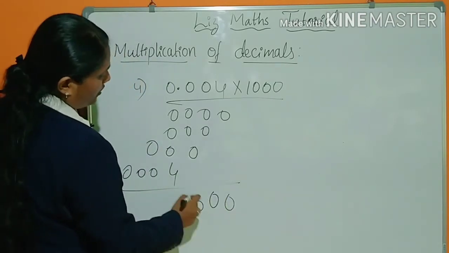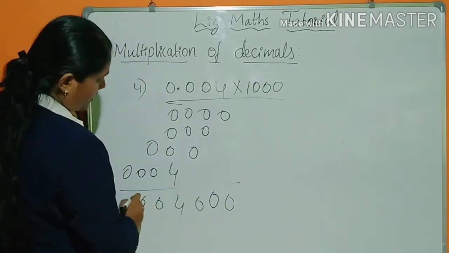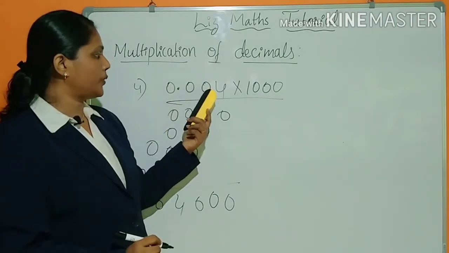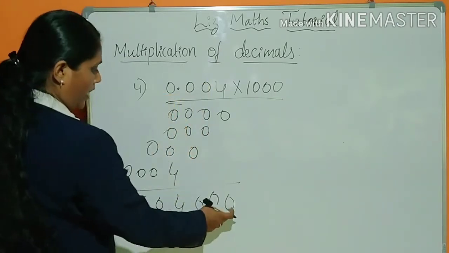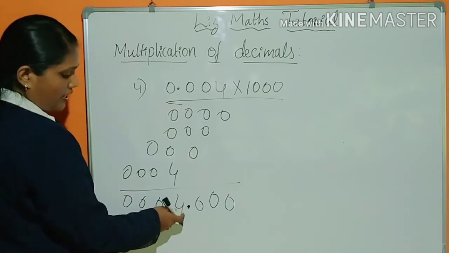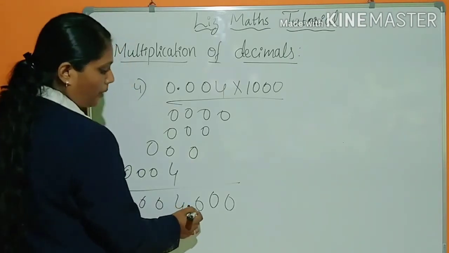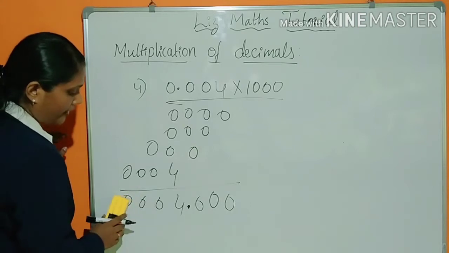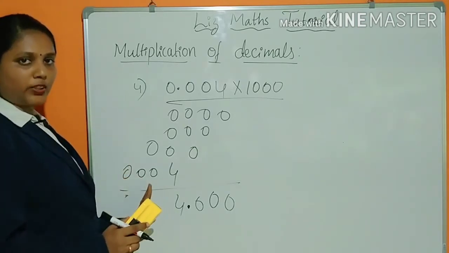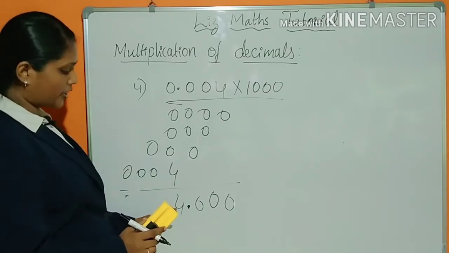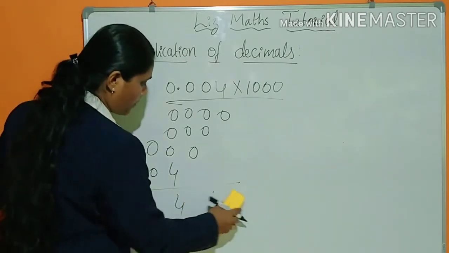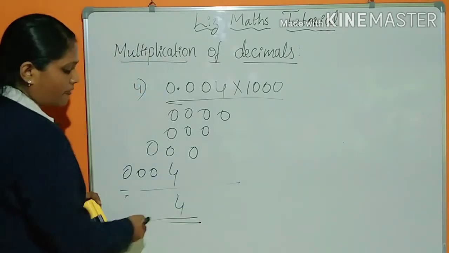0, 0, 0, 4, 0, 0, 0. See here, after this point, how many digits? 1, 2, 3 digits. Am I right? So 1, 2, 3 digits. Here your point is. So you will get 4 point. That is here this 0. You don't have any value for this 0, isn't it? Before the number, if you have only zeros, there is no value for that 0. So here you got the answer as 4.00. Here also there is no value after this 0.0. So you will get the answer as 4.